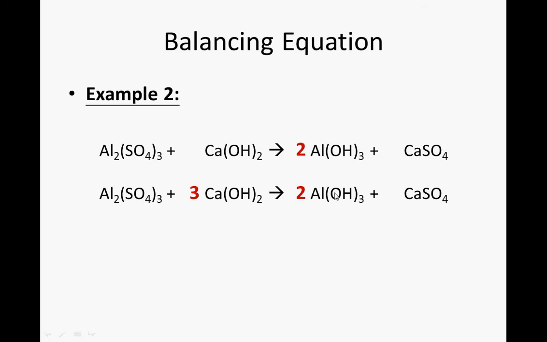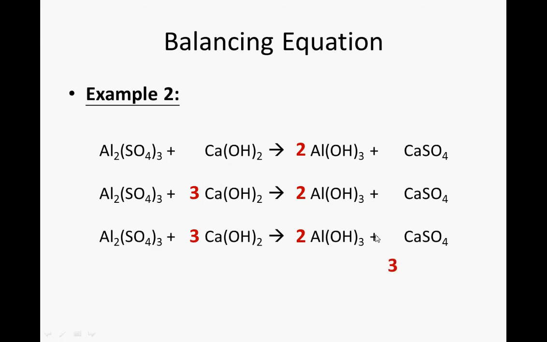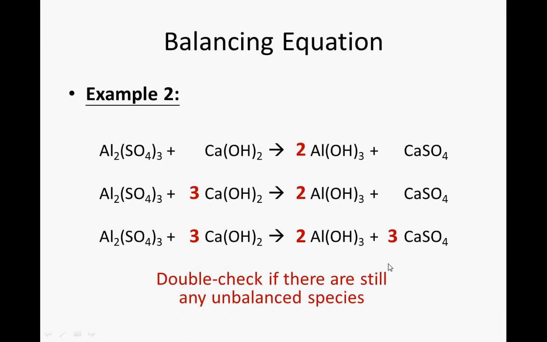OH. Note that just now, for the first step, there are 6 OH, 2 times 3, 6 OH overall. So on the left hand side we also should fix the number so that there are 6 OH. Okay, next step, now calcium is also not yet balanced, so we add 3 here in order to balance calcium. Finally, double check. Okay, and I suppose it's a perfect answer now. Every constituent species is balanced now.